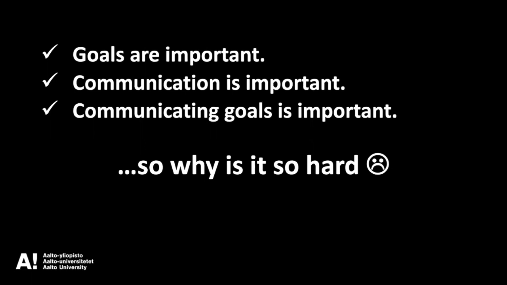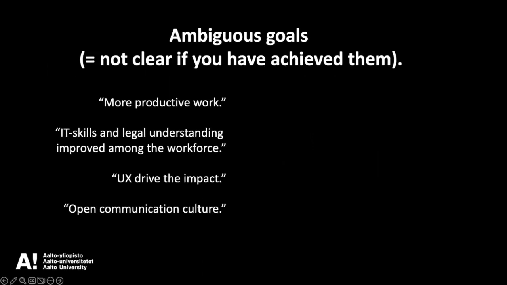Simple stuff. I think we could teach these to a 10-year-old and they would be like, okay, sure, let's do that. But for some reason, this is extremely difficult. This is hard. Why? Well, let's give an example. Typically, when we start writing down goals, the very first version, they're quite ambiguous. They're not clear. And the first thing that is difficult to achieve when writing things down or communicating them is writing them in a way that we know if we have achieved them or not.